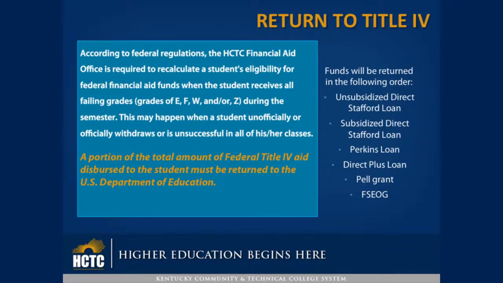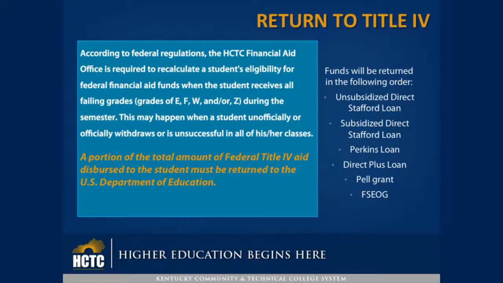Return to Title IV. According to federal regulations, the HCTC Financial Aid Office is required to recalculate a student's eligibility for federal financial aid funds when the student receives all failing grades during the semester. This may happen when a student unofficially or officially withdraws or is unsuccessful in any of his or her classes. A portion of the total amount of federal Title IV aid disbursed to the student must be returned to the U.S. Department of Education.